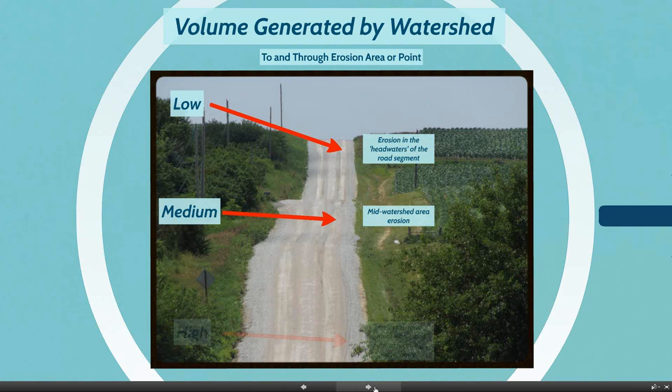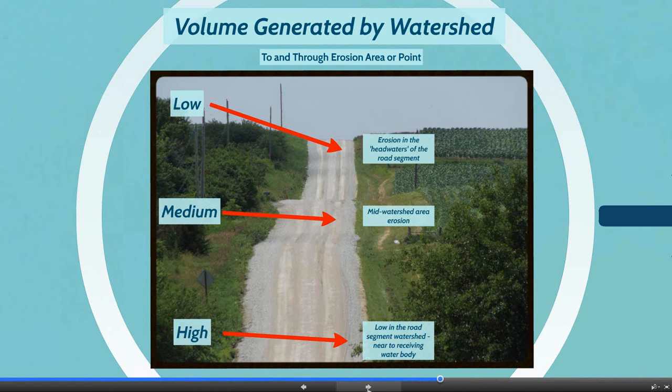The reason that volume is so important is because the more volume, the more power and energy that stormwater is going to have, and the more likely it is that a large amount of erosion could be moved to the stream from the erosion site. So we're more concerned with high volume sites than we are with low volume sites. This works into our scoring of overall impacts to water quality.